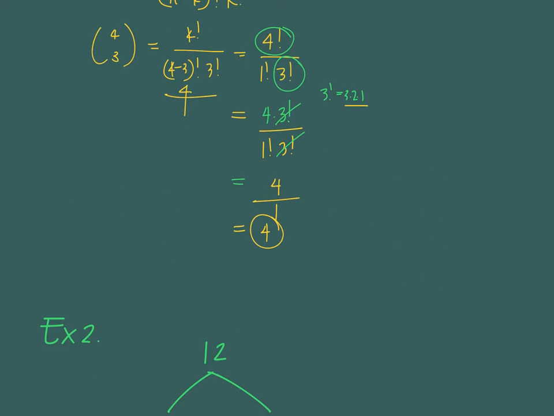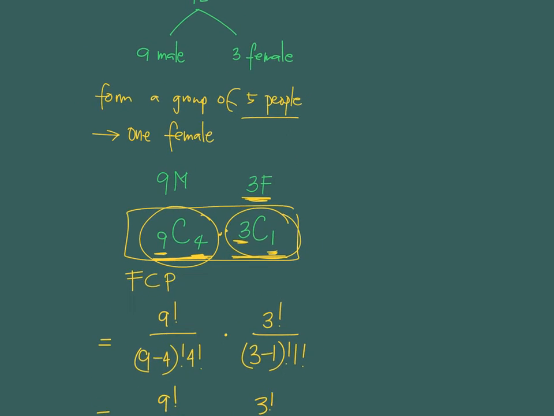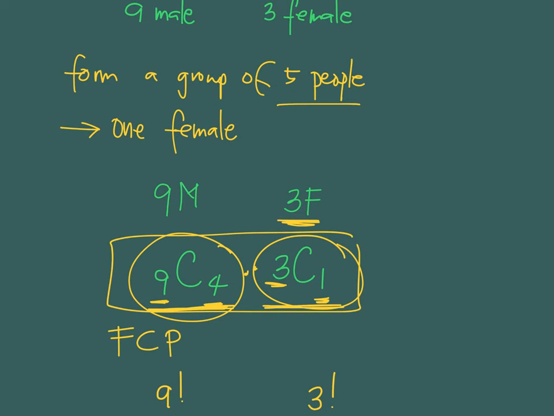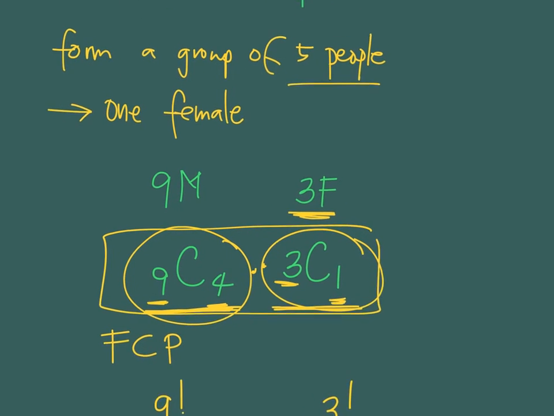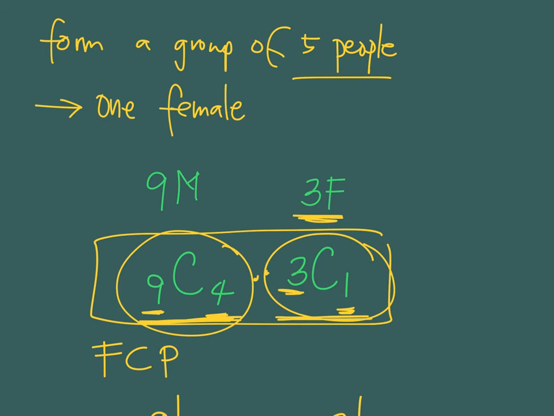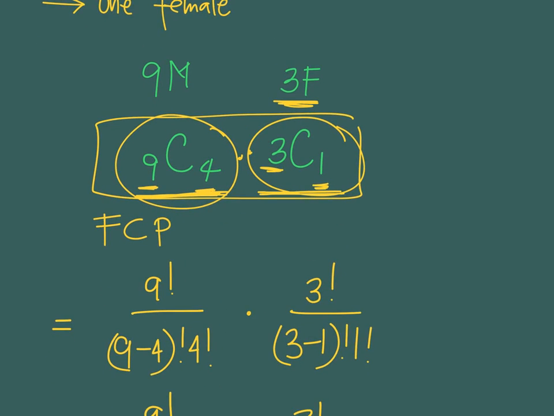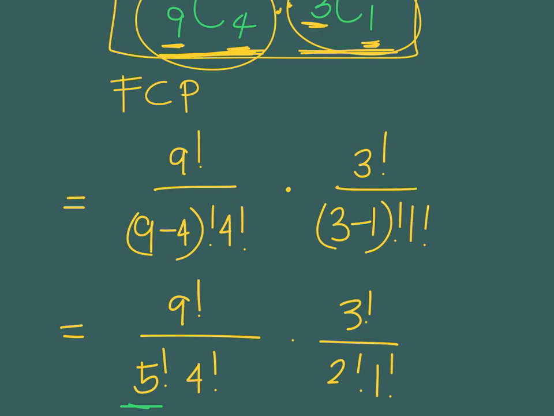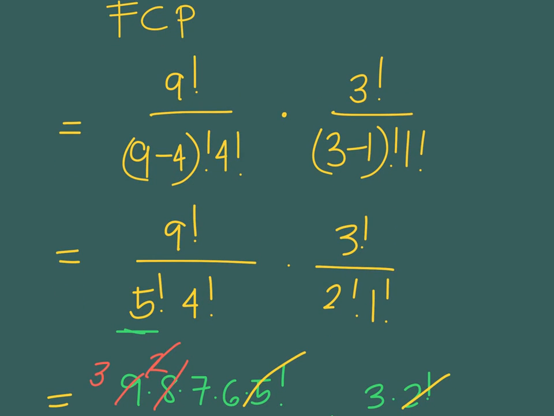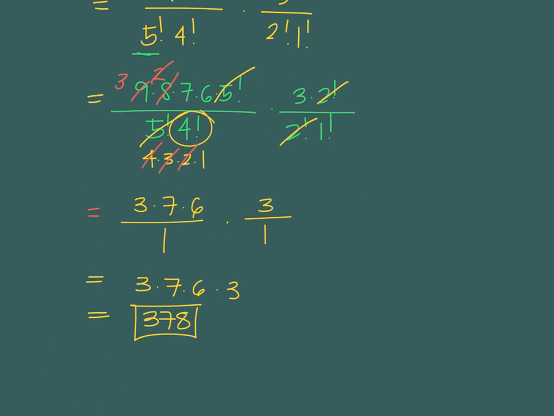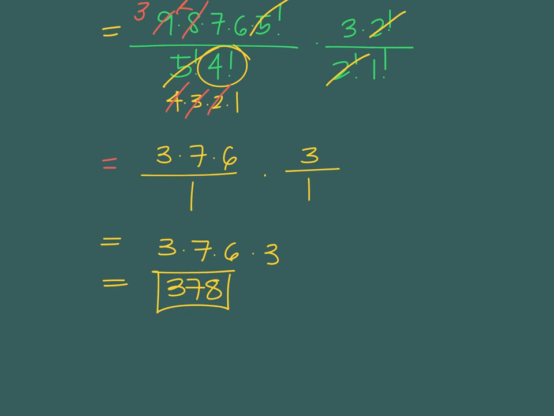In the second example, I have shown something more than just using the formula once. It's a combination of 9C4 and 3C1, and then we apply the fundamental counting principle to find the exact number. So we have 9C4 and 3C1. What should we do with them? We multiply by the fundamental counting principle. Then we apply the formula properly and simplify until we reach the desired value. So there are 378 combinations.